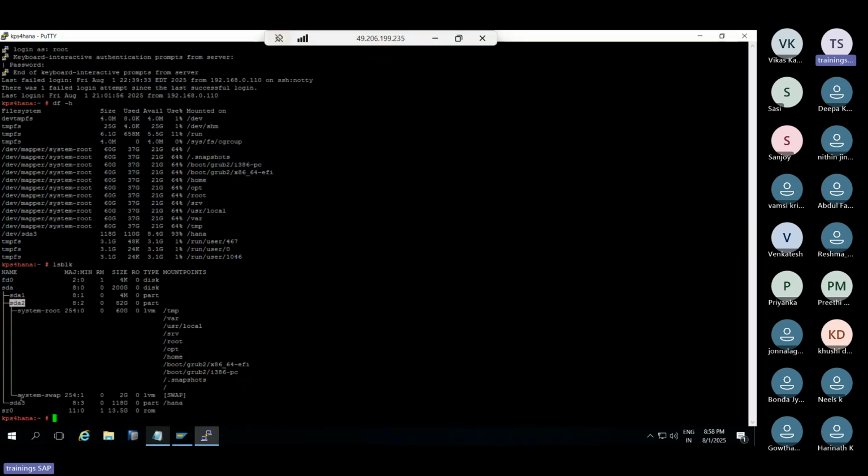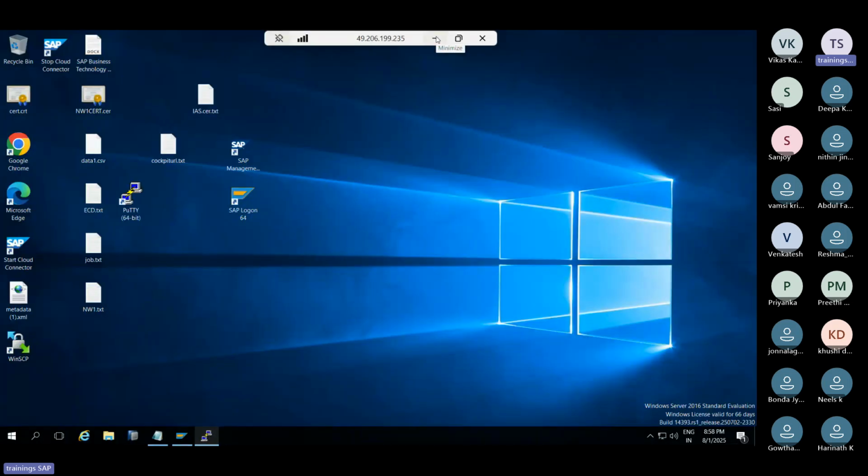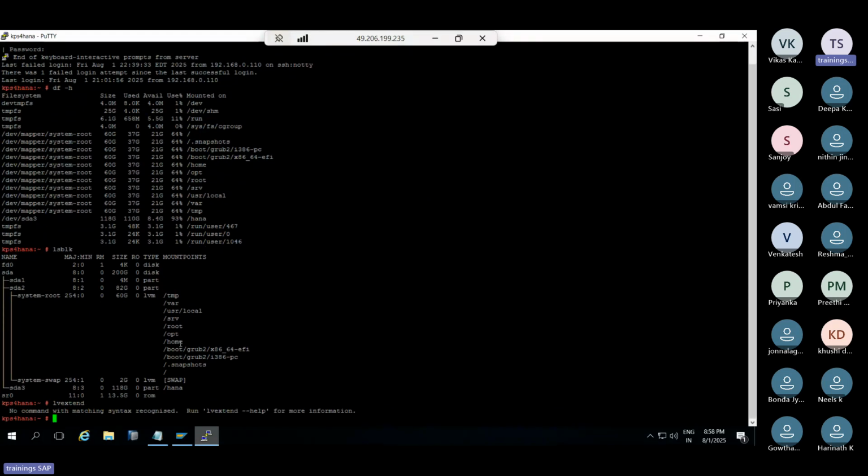Suppose I want to extend HANA. Then in this mount point, I need to increase this sda3. Suppose this is hosted on the cloud with LVM. On the cloud side, we have to go and extend it there. Then we can come back here and use the lvextend commands. Then we can increase the total size here.